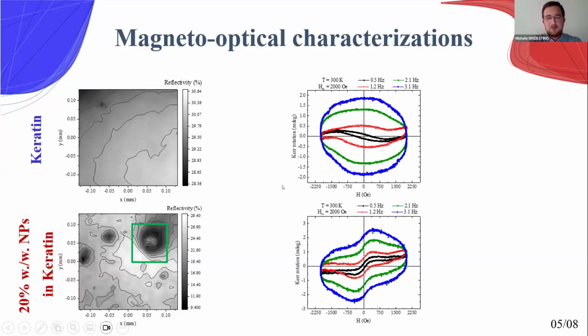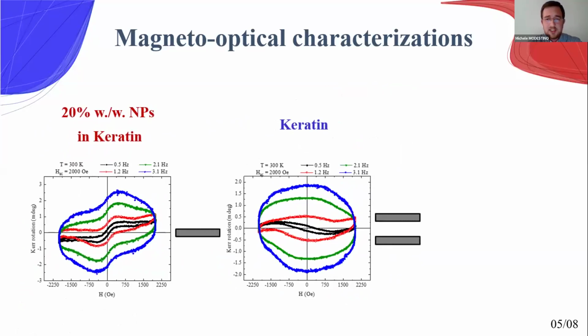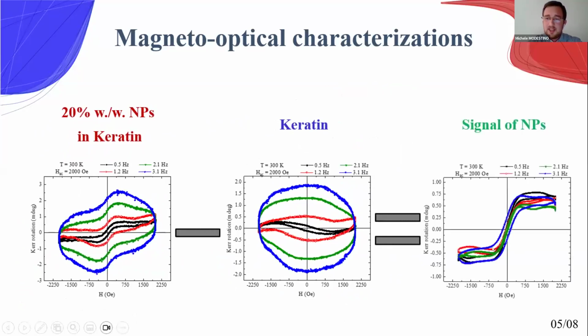So, by considering the keratin as a background for our samples, because nanoparticles are embedded in keratin, we performed the subtraction of the signal of keratin, and after this, we obtained the Kerr signal versus fields associated only to magnetic nanoparticles. These loops are quite similar to the one observed via PPMS, and we obtained this loop at different frequency.